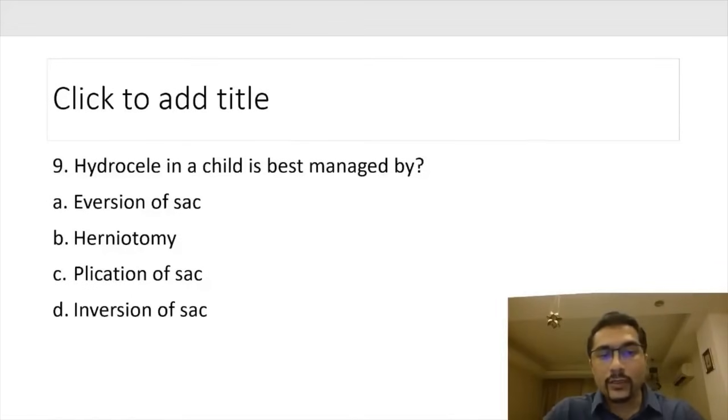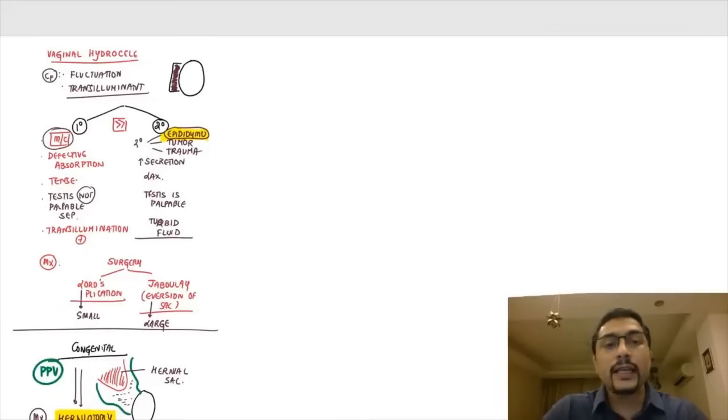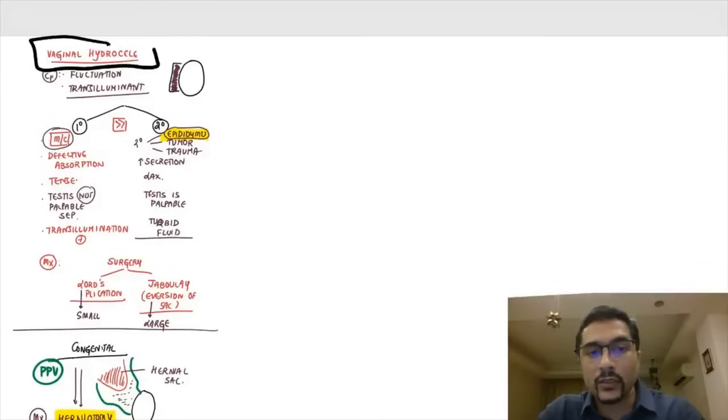The next question which you should know about: hydrocele in a child is best managed by. So congenital hydrocele, the treatment is herniotomy. Please remember this. The treatment for congenital hydrocele is herniotomy. This has been asked multiple times. So the most common type of hydrocele is known as vaginal hydrocele, right? And primary vaginal hydrocele is the most common type.